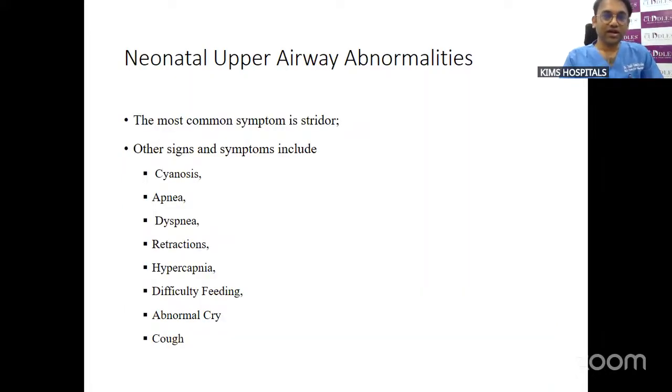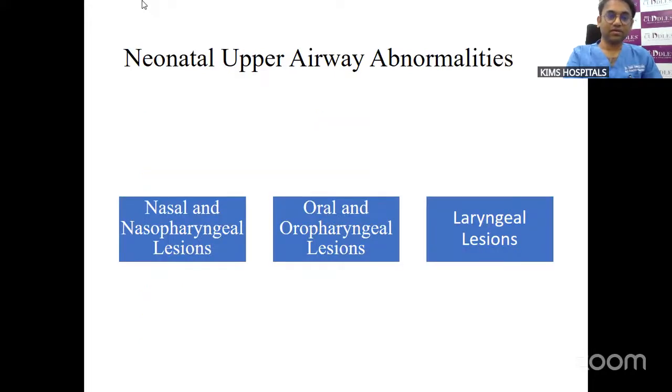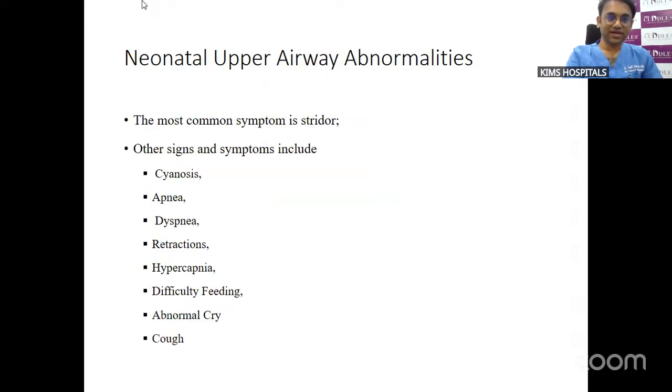Neonatal upper airway abnormalities most commonly present with stridor. The other common symptoms and signs are cyanosis, apnea, dyspnea, retractions, hypercapnia, and difficulty in feeding. Sometimes we find babies who have a certain amount of respiratory distress but are not growing well. They can have difficult feeding and recurrent episodes of vomiting, all of which can indirectly suggest upper airway abnormalities. The cry can be abnormal with glottic and subglottic lesions. Recurrent aspiration because of narrowing of the airway can cause cough at any point of time.